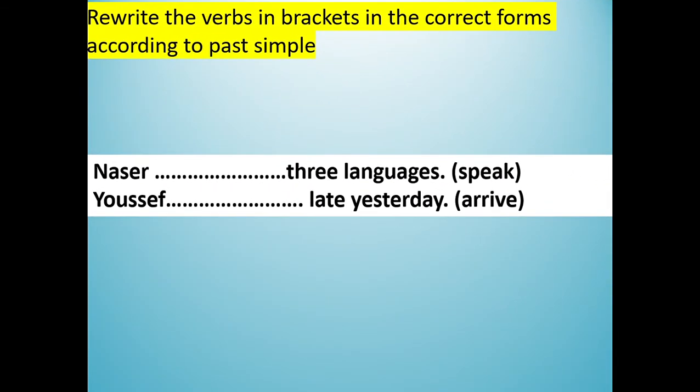Now it's your turn to test yourself. Rewrite the verbs in brackets in the correct forms. Nasser, it was in the past. Yes, it's an irregular verb. Go back to the irregular verbs list. Yeah, tell me. Nasser, excellent. Spoke.